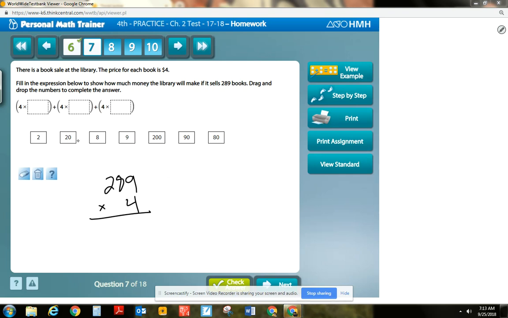So 200 times 80 times 9. You notice that all the different answer choices that they have for you are all the same numerals, but pay close attention to that place value. They're definitely trying to confuse you. So you can delete one, you can also clear the whole thing. So 289. Okay? So here's my 800.